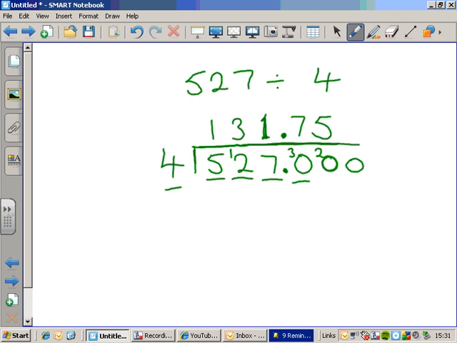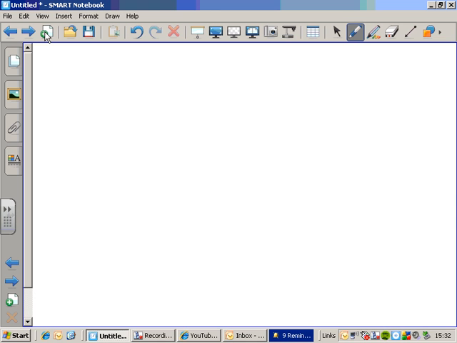So 527 divided by 4 is 131.75. So we can take our remainder and turn it into a decimal fraction. Do you want to do that again? Because it's quite fun, really, isn't it? Let's do another one. How about 216 divided by 5? Let's write it out in the same way as we have been doing, like so.